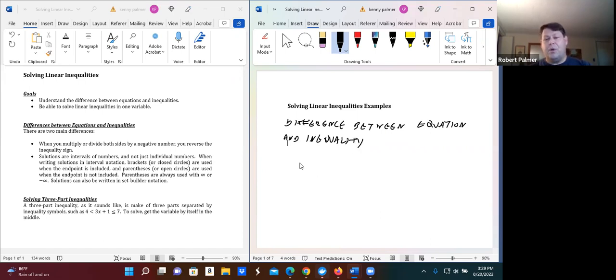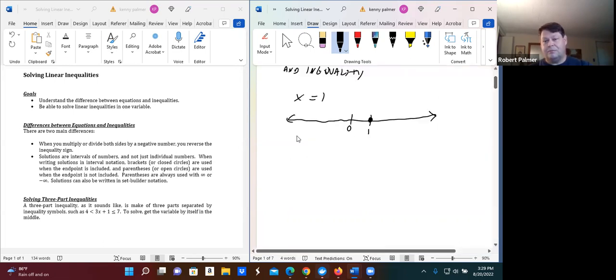Okay, so first, let's look at the equation. Just do a simple one, just x equals 1. That's just a single number. And if we graph that on a number line, here's 0, then here's 1. We just put that as a closed dot. That's it. That's our solution. That's the only value.